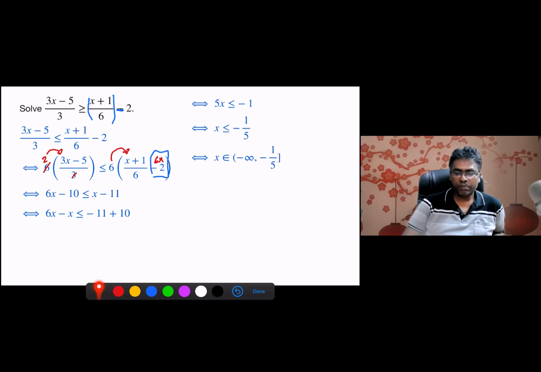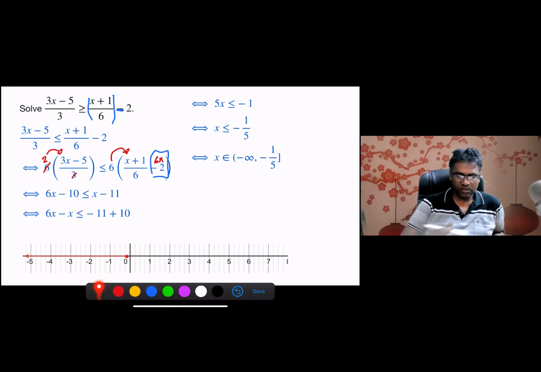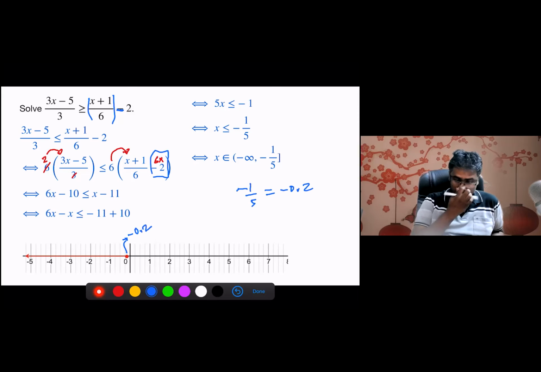And if you're asked to represent it on the number line, I think, yeah, this is slightly less than 0. Okay, so minus 1 by 5 is minus 0.2, right? So it will be somewhere here. So that is your minus 0.2. And then any number which is less than minus 0.2 will be part of the solution set.